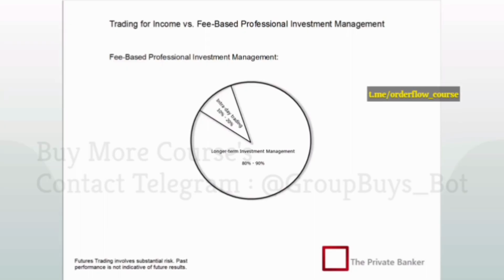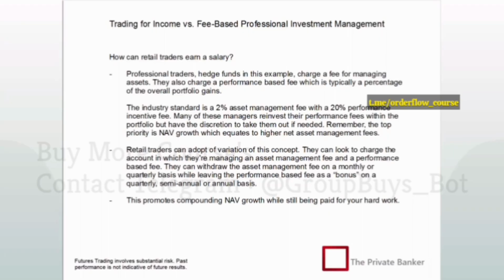So how can retail traders earn a salary? Well, first of all, professional traders, hedge funds in this example, charge a fee for managing assets. They also charge a performance-based fee, which is typically a percentage of the overall portfolio's gains. The industry standard is an asset management fee of 2% with a 20% performance incentive fee. Many of these managers reinvest those performance fees within the portfolio, but of course they have the discretion to take that out if they want to.